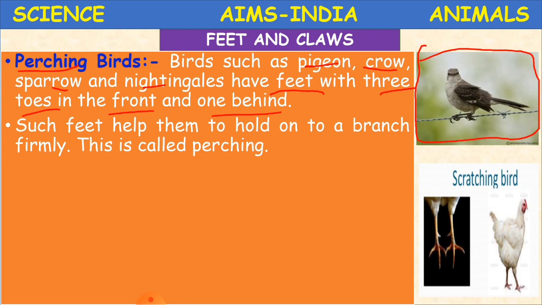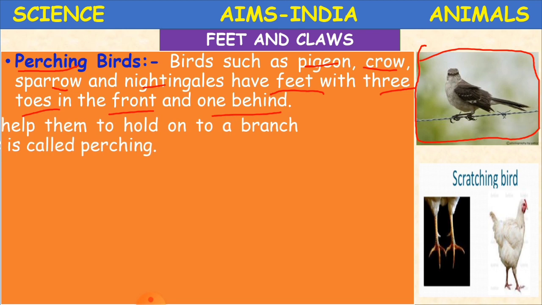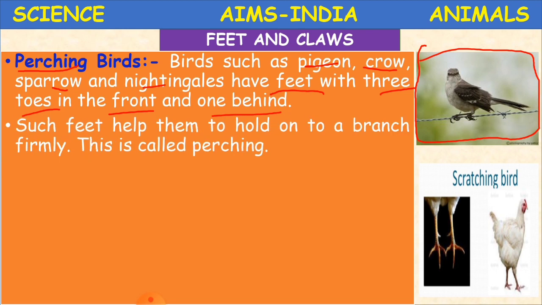And now such feet help them to hold on to a branch firmly. So why is this feet helpful for them? To hold on the branch. As we said, birds sit on the branches of the trees. So when they sit, they must not fall down. They have to sit firmly. Firmly in the sense like strongly, fixed. So this feet help them to hold on the branch firmly, tightly, so that they are not going to fall down.